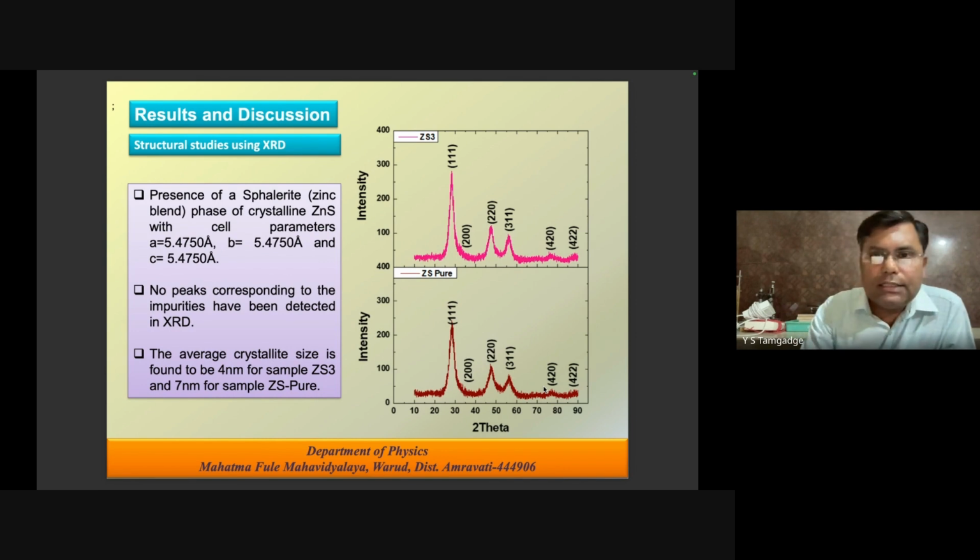So these are the results. Let us first discuss the XRD. These are the X-ray spectra for 2 samples actually. We have recorded it for 2 samples, one for ZS pure and another for ZS3.